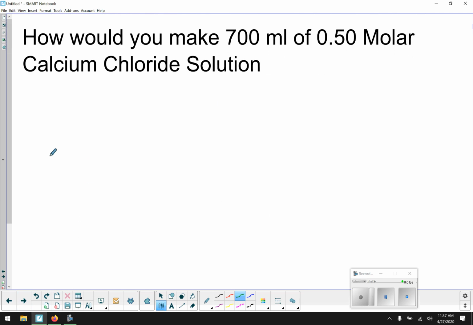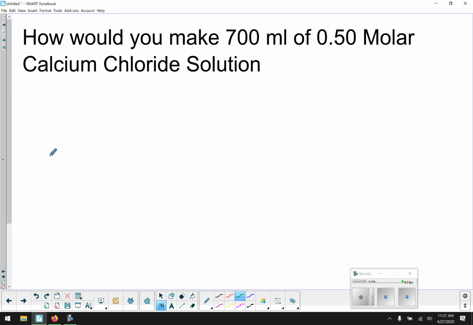So here's another thing that you might eventually have to do, especially if any of you go on to science: you have to make up solutions. I do this all the time in the lab. I still do it all the time when I'm prepping labs for your classes. I have to make up solutions that have certain concentrations. So how would you make 700 milliliters of a 0.5 molar calcium chloride solution?